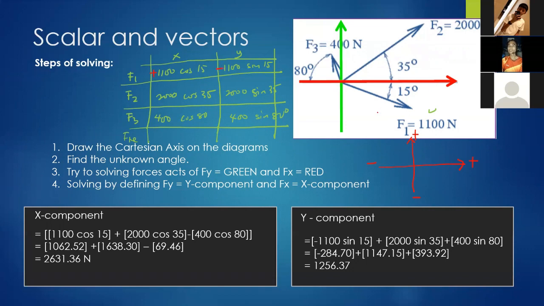Can you see? F2, both X and Y are positive. So this is positive, this is positive. For F3, Y is pointing up, that is positive. And Fx3 is pointing left.